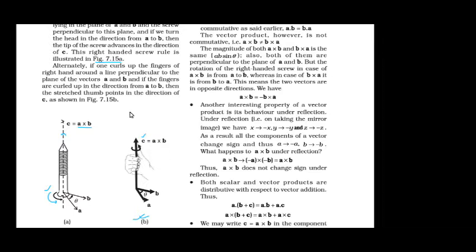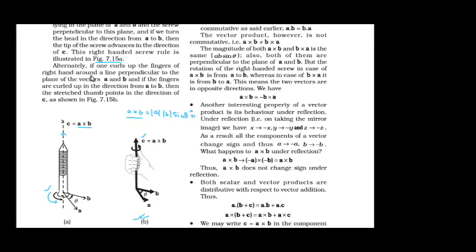So we can write A cross B is equal to magnitude of A, magnitude of B, and sine theta, where theta is the angle between vectors A and B, and we take a unit vector which is perpendicular to the plane of A and B. In this way, we represent the vector product.